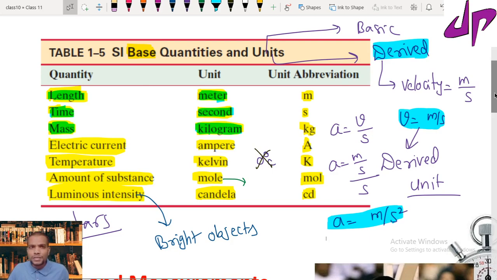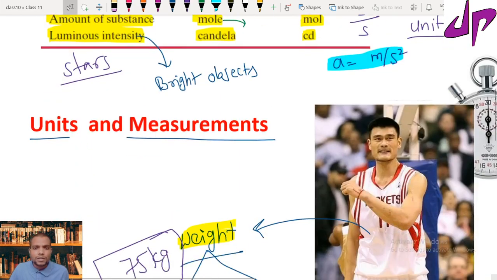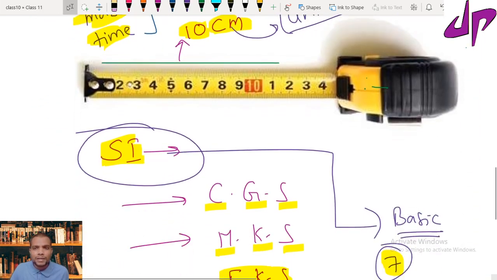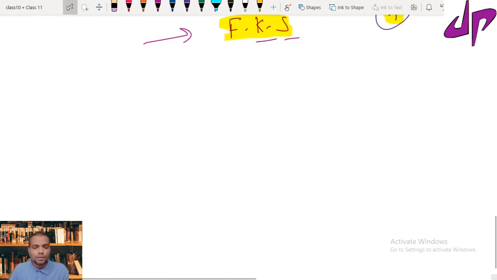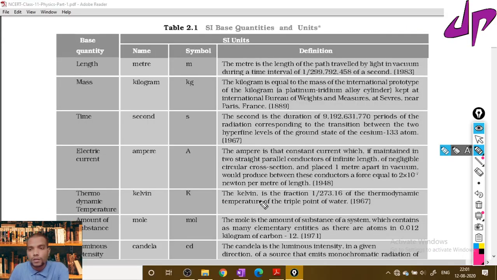Let us come to the definitions of the length, mass and time. For the length, how can we measure 1 meter? Let's see the definition of length. How can we define length? The length here we define as the distance traveled by light in vacuum in 1 second. That is defined as 1 meter.